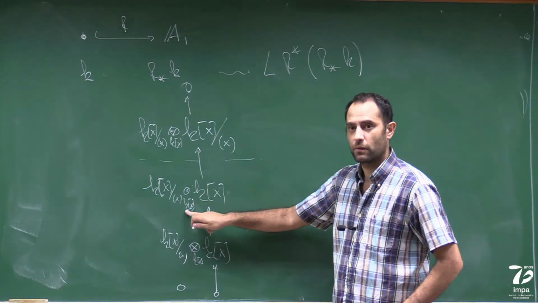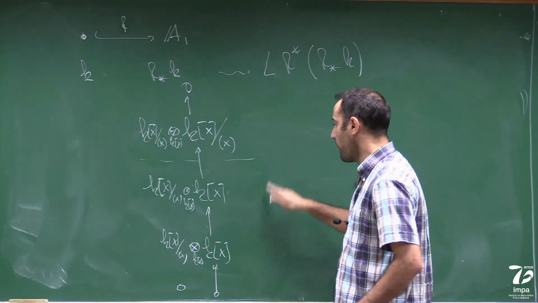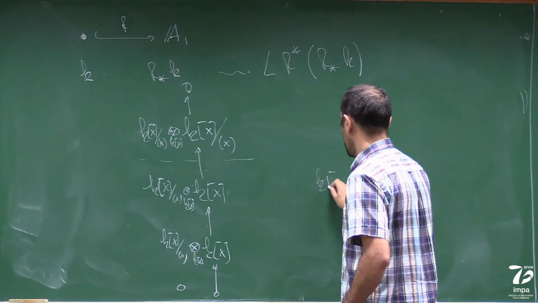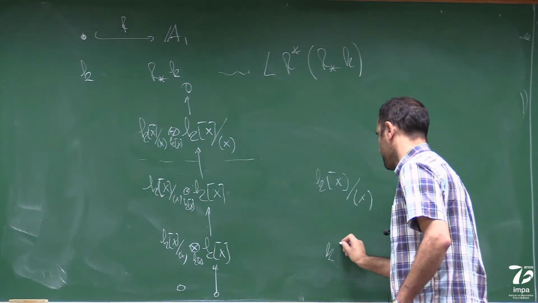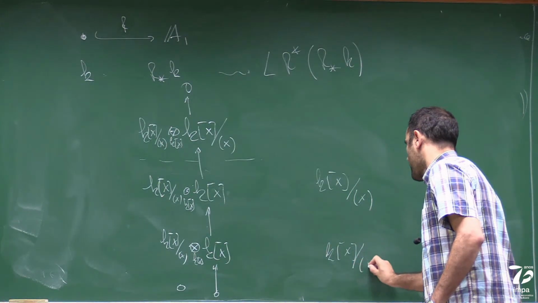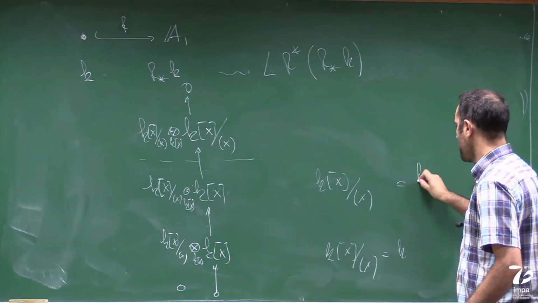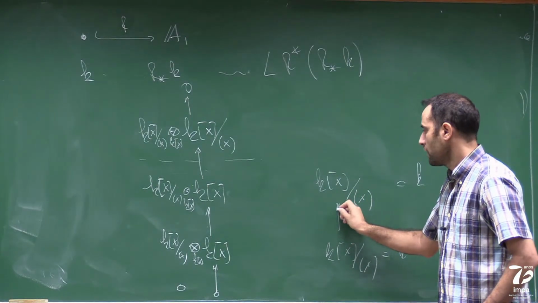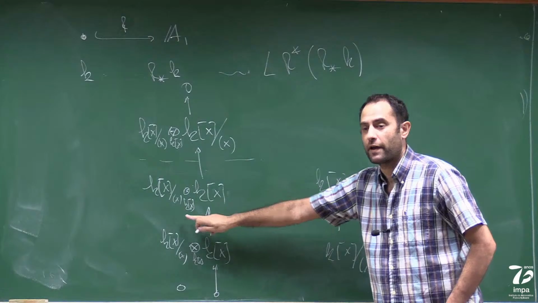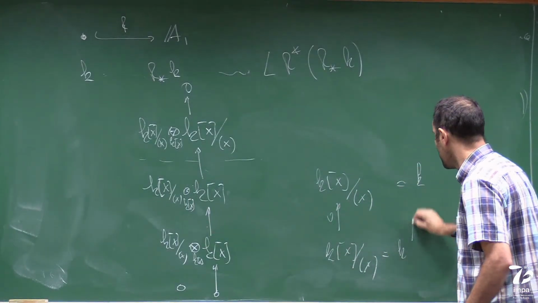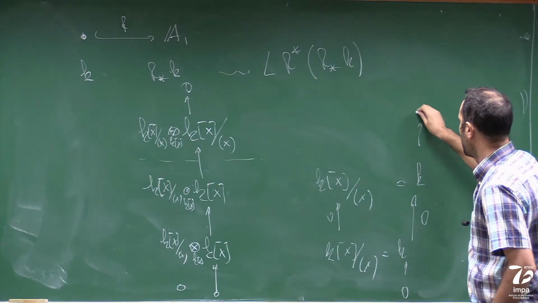Well, this thing here is over K of X, this thing here is over K of X. So both of them are just K of X divided by X. This is K of X divided by X, so this is just K. This is just K. What is this map? The map came from multiplication by X, but X is 0 in K of X. So the map here is 0. I had 0 before, and I had 0 before.